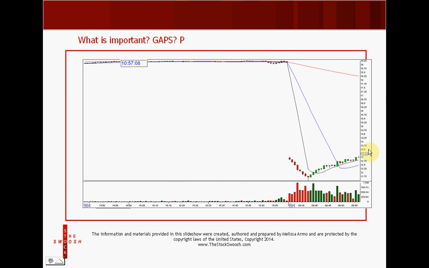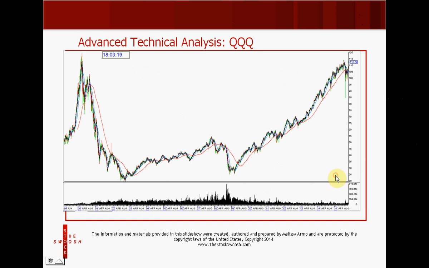Because if you saw this fall and tried to get into this at 10 o'clock after the market's been trading for 30 minutes or 60 minutes, guess what? It's too late. This actually had the whole move in here, and I'll show you what happened.